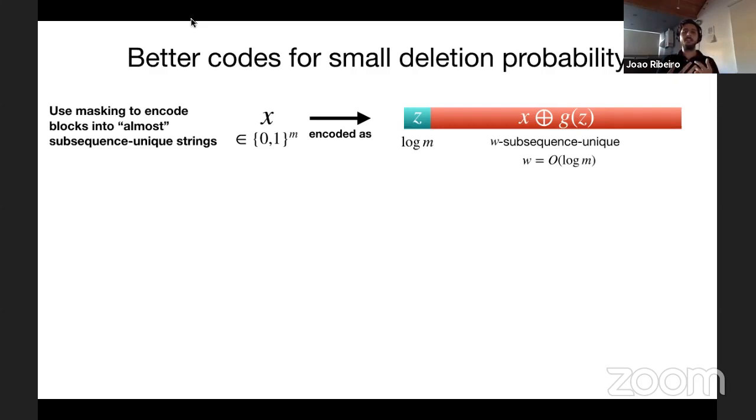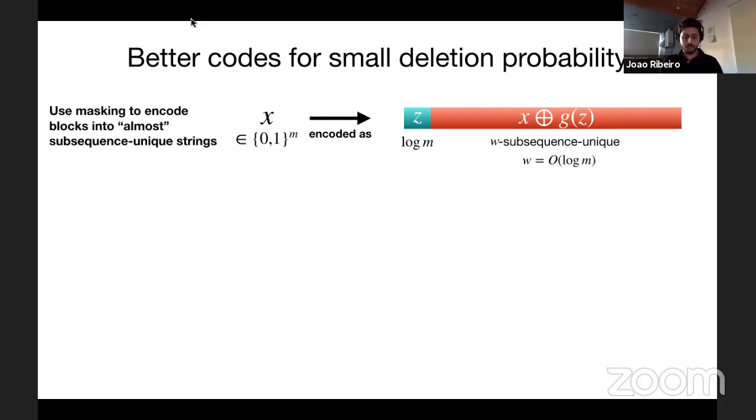Again, we're going to use masking, but instead of choosing the input to the generator that satisfies just that the code word is dense in terms of the number of ones, we want to ensure that this x plus g of z is subsequence-unique. And you can do that because x plus g of some uniform input is subsequence-unique with high probability. So then you just iterate over all possible inputs and efficiently find the one satisfying the property.